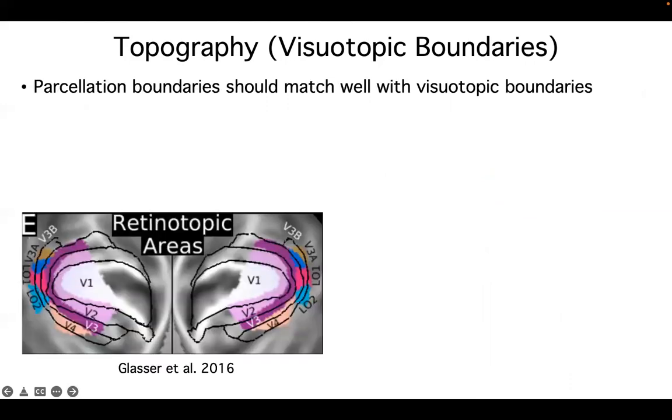To evaluate topography, we can look at the regions with internal topography. For example, with functional MRI, we can map many visual areas using retinotopic mapping. Here we can see that the Glasser parcellation has very good alignment with retinotopic areas. Therefore, we can align the parcellation boundaries with the retinotopic boundaries to assess the parcellation quality.